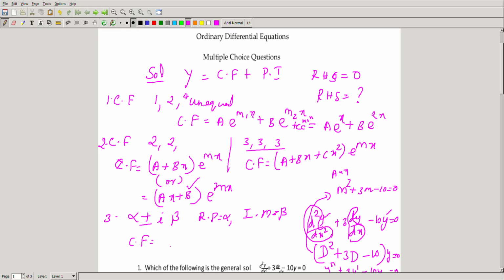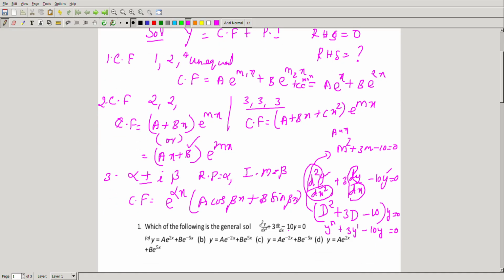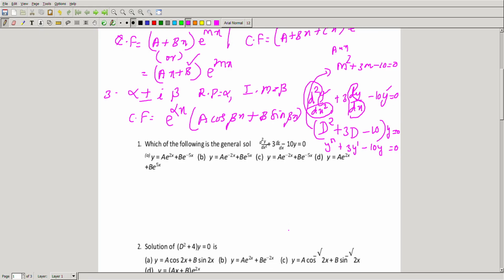Complementary function is equal to e power alpha x, a cos beta x plus b sin beta x. So this is what you have to find out, CF. See how to find CF. RHS equal to 0 means the solution contains only CF. Okay, now we'll see one by one.